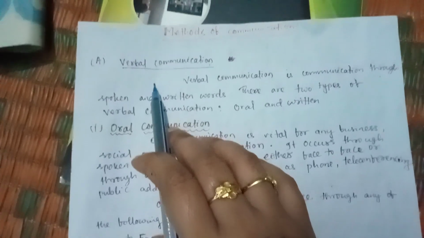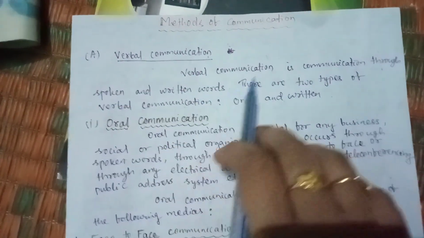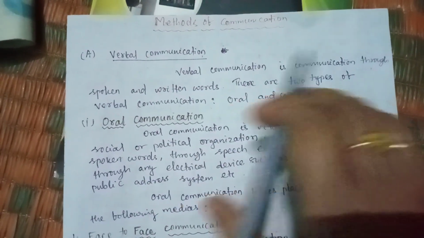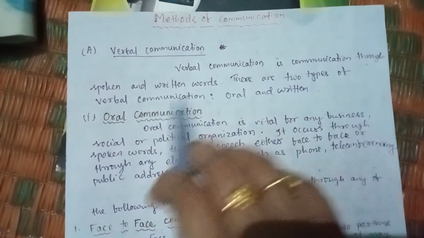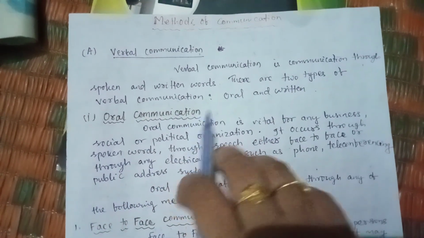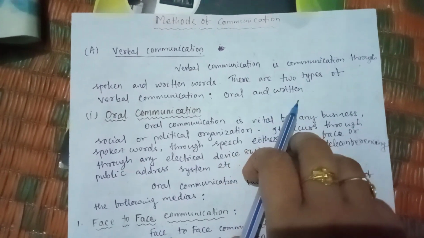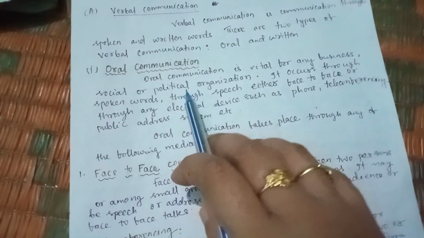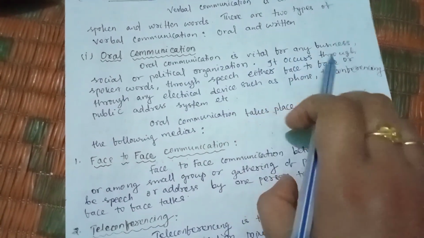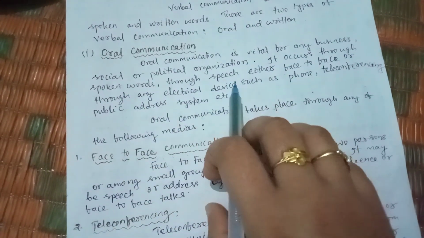First, we will see verbal communication. Verbal communication is communication through spoken and written words. There are two types of verbal communication: oral and written. Then, oral communication. Oral communication is vital for any business, social, or political organization.